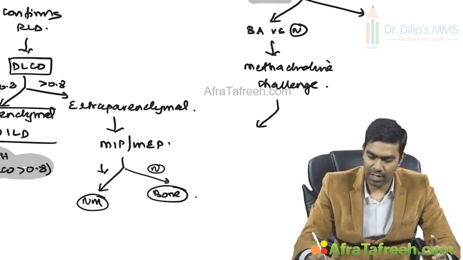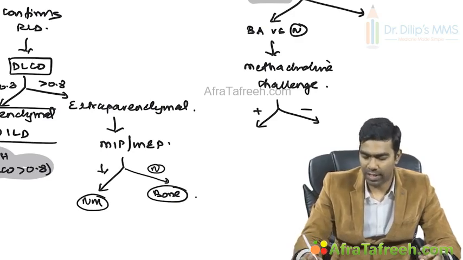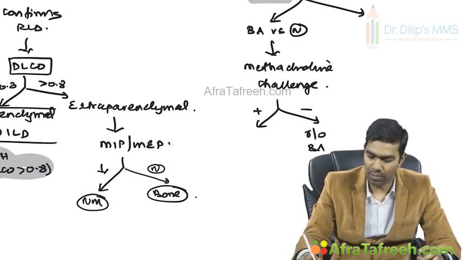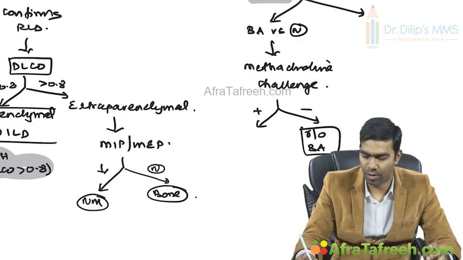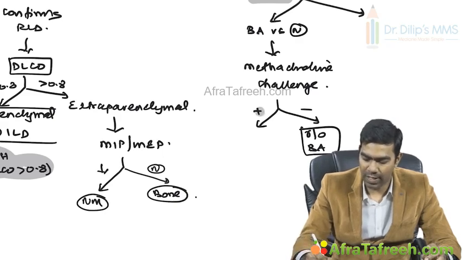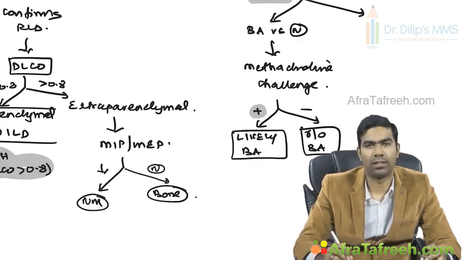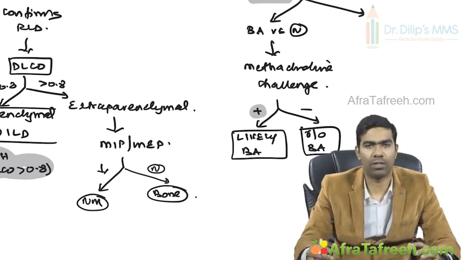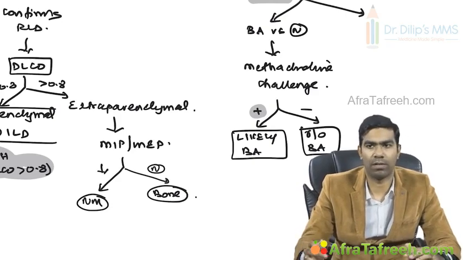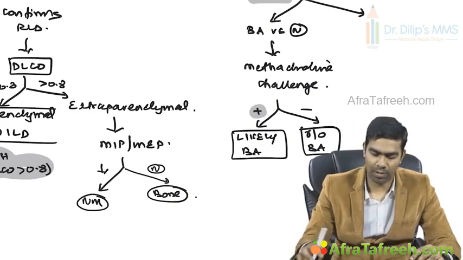So is the methacholine challenge positive or negative? If the methacholine challenge is negative, definitely you are going to rule out bronchial asthma. There is no possibility of bronchial asthma, which means it's a normal patient for sure. If the methacholine challenge is positive, I cannot surely tell it's bronchial asthma, it's likely bronchial asthma. That's it. Still, many normal patients also may show bronchial hyperresponsiveness with methacholine. They may not have bronchial asthma at all. So, likely bronchial asthma, that's all.